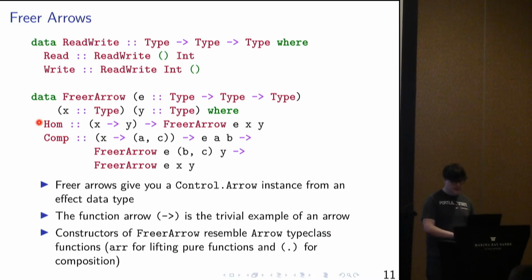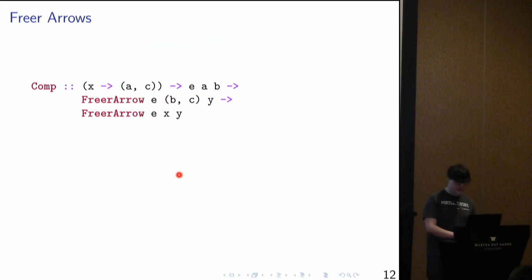These are represented by these constructors. Hom, we lift a pure function into the arrow. And composition, we take a pure function, and I'll explain why this looks this way in a little bit, and an effect that goes from A to B. And this third argument acts as a continuation for how to continue on with the computation. And we package it all up into a Fourier arrow from some type X to some type Y.